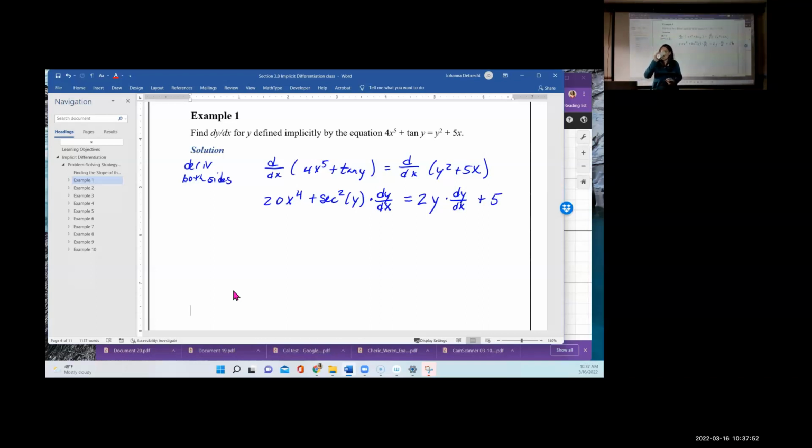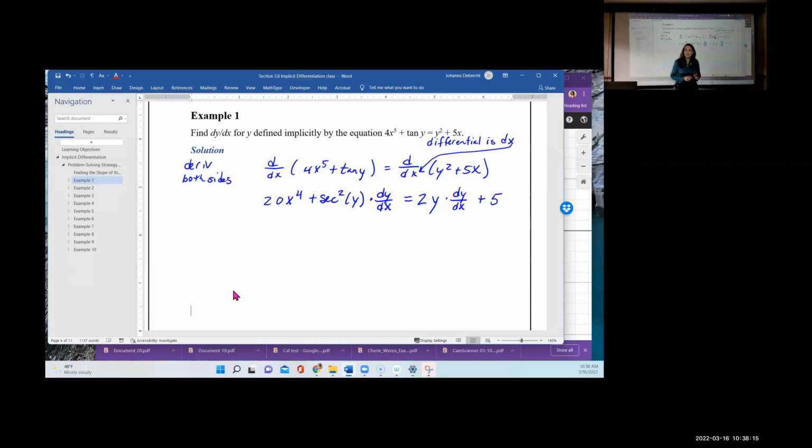Sorry, I have a question. What do you mean when you say the differential? Okay. Yeah, the differential is the dx in the denominator. That's what we're talking about when I say differential.